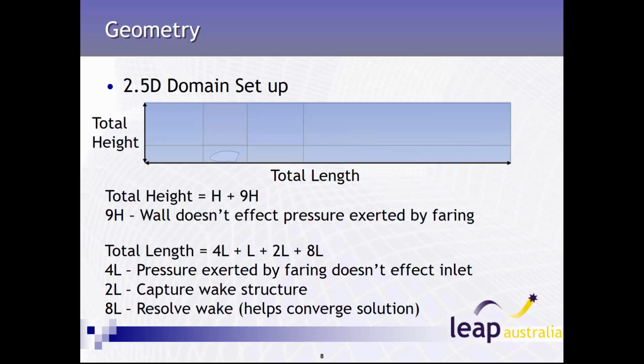Now we can import the model into Design Modeler to create the domain with the dimensions shown. The analysis will be performed in 2.5D, which is a 2D with a 1 cell thickness, with the letter H referring to the height of the fairing and L as the length of the fairing.